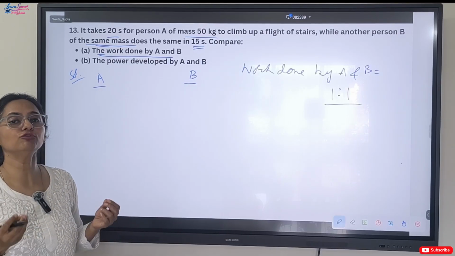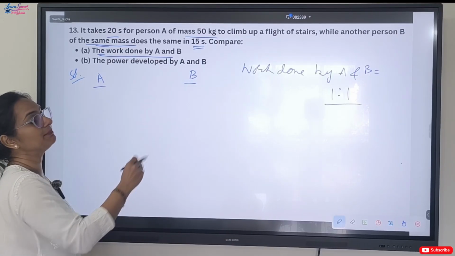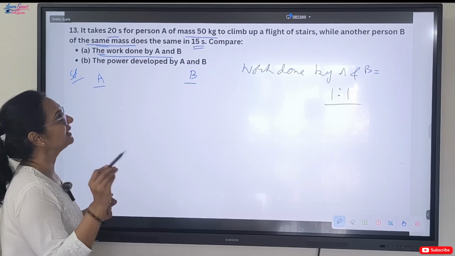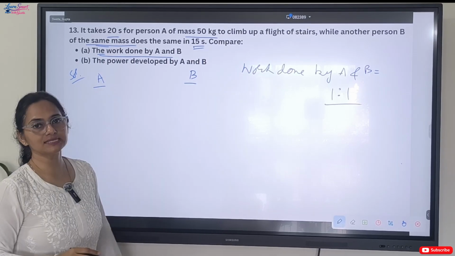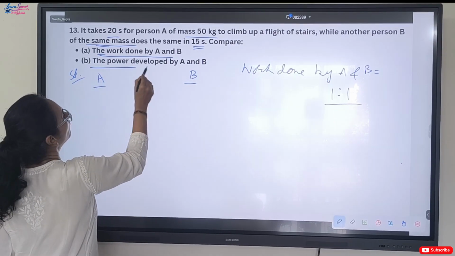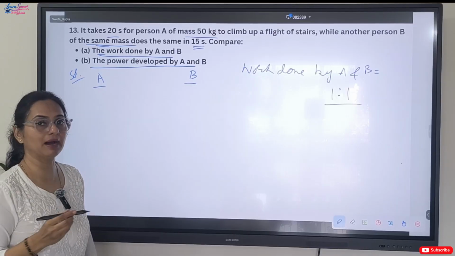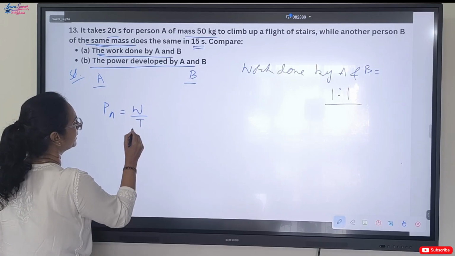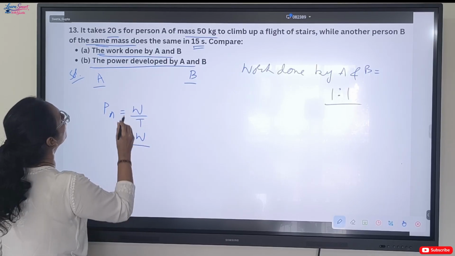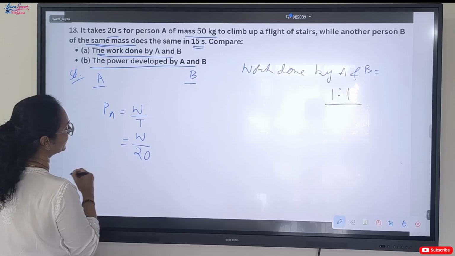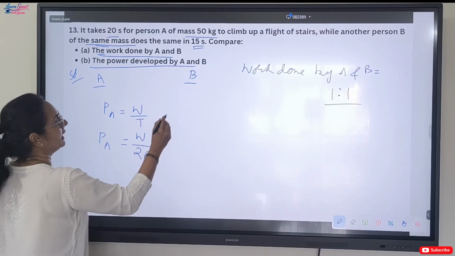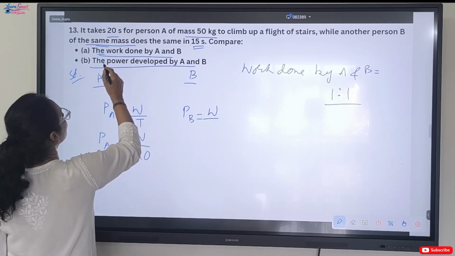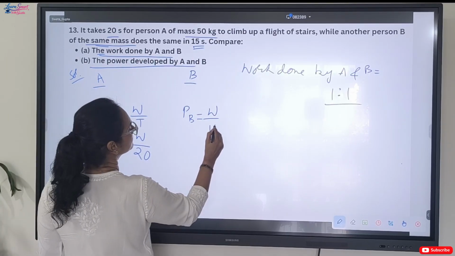Because how do we calculate work? Force into displacement. They have the same mass, which means force is m into g, mass is same, which means force is same, and the distance is also same. So work done is same. But now power developed by A and B, we have to calculate the power. So power of A will be work done upon time taken, which is W upon 20, as A takes 20 seconds. This is power of A. And power of B will be work done upon time, and time is 15 seconds.